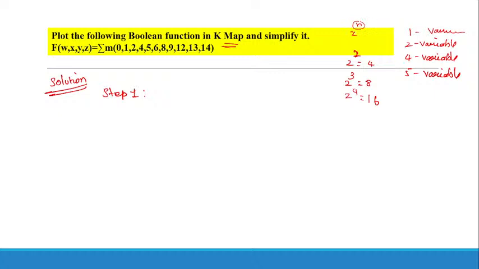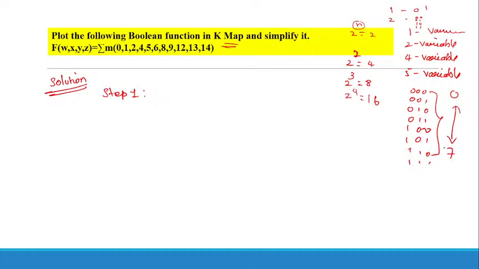So if it's 2 to the power 1, 2 combinations. If it's 1 bit, either it could be 0 or 1. 2 bits, it could be 00, 01, 10, 11. 3 variables, starting from 000 to 0, 1, 2, 3, 4, 5, 6 and 7. This is how we say it is 8 possible combinations, starting from 0 to 7. What is the total number of values?